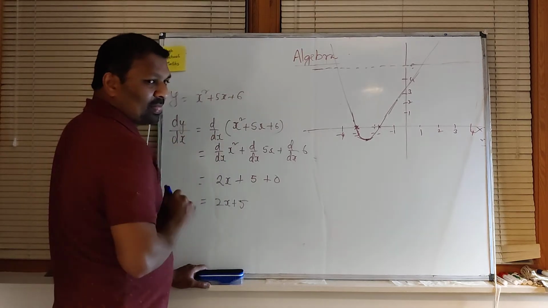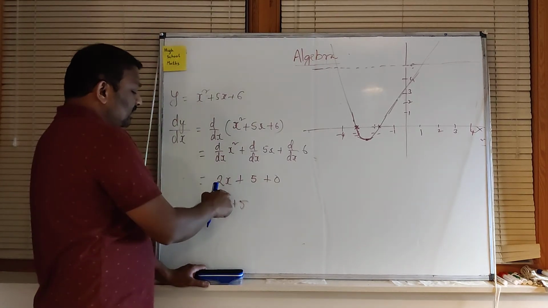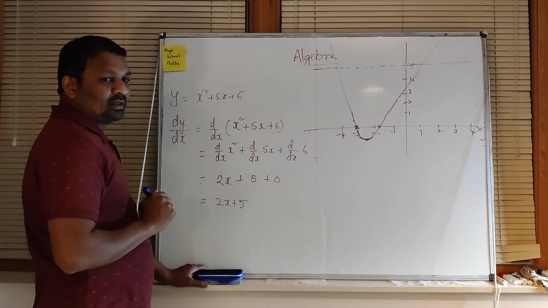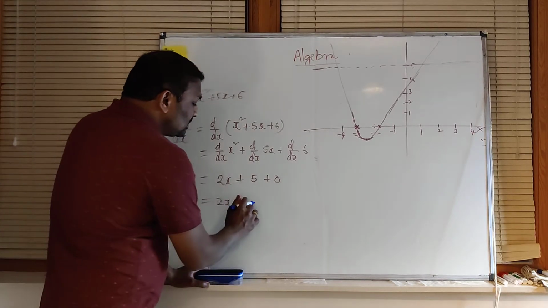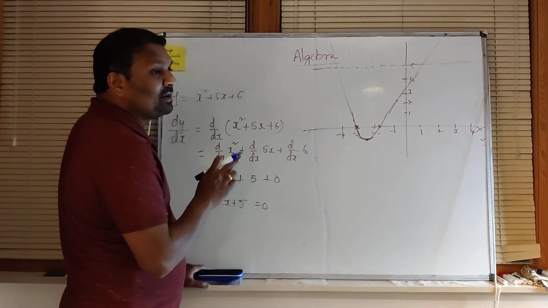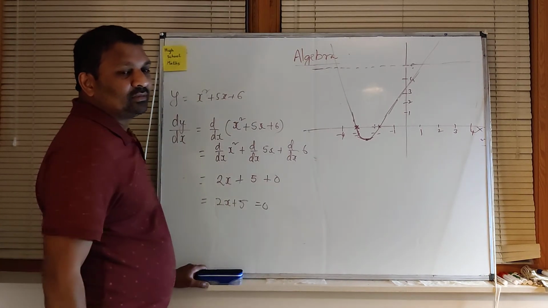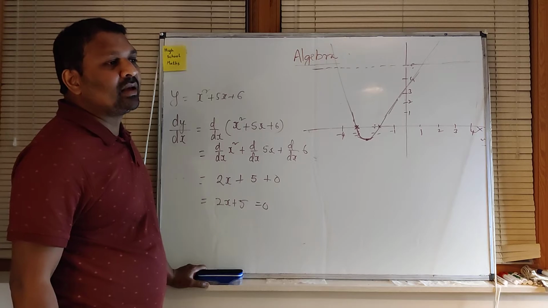If it is cube, it becomes square, it will become a x square, and then constant. Equate this to 0. Why am I equating to 0? Tell me.